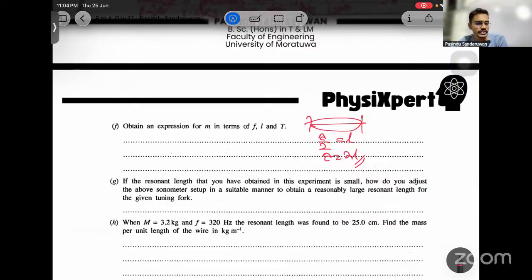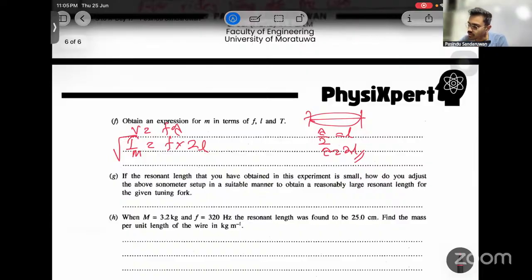First of all, you have to find it. Lambda equals 2L. Then apply V equals F lambda. V is root T over M, F is F, lambda is 2L. We need to obtain an expression for M, so to make M the subject, remove the square root here.